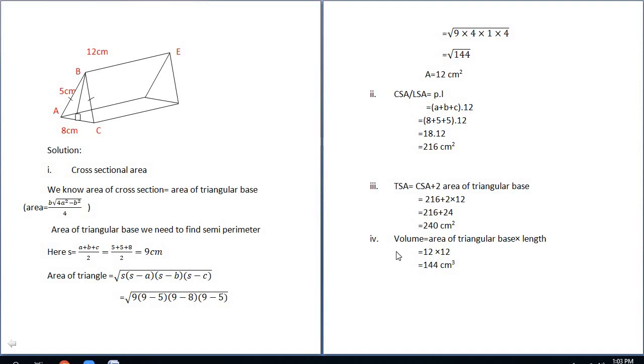Now, finally, to calculate volume, the formula for volume of a triangular prism is area of triangular base into length. Length represents the height of a triangular prism. Area of triangular base is 12, which we have calculated, length is given 12, so we get 144 cm cube. In this way, we can calculate cross-sectional area, curved surface area or lateral surface area, total surface area, and volume of a triangular prism.